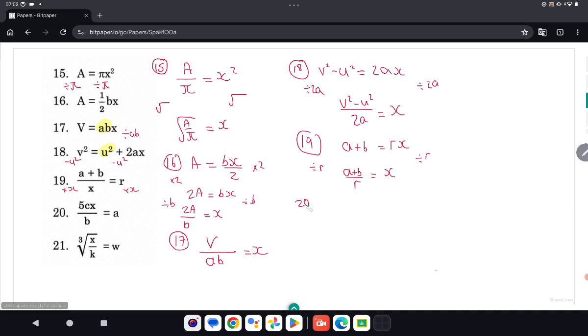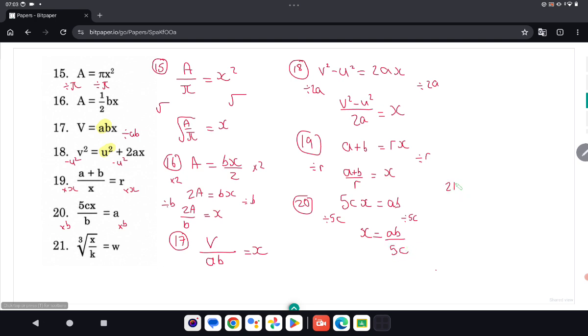Question 20. Times both sides by b first, which gives us 5cx is equal to ab. Divide both sides by 5c. x is equal to ab all over 5c.